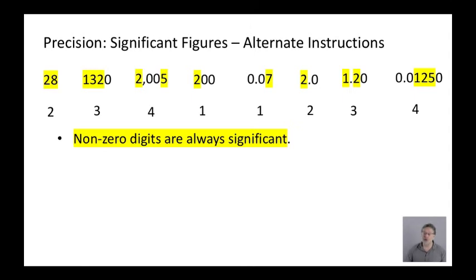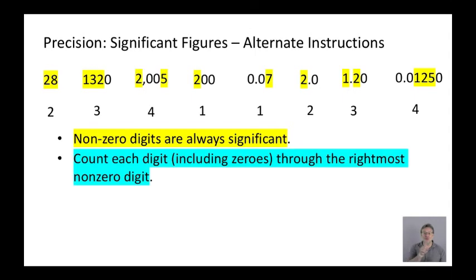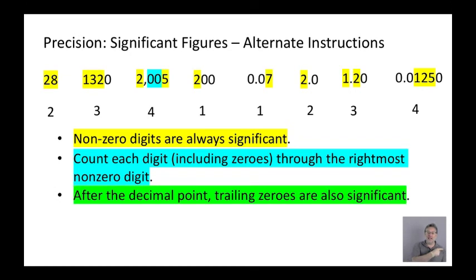That's rule 1. Rule 2 is that any zeros that are in between 2 significant digits, those zeros are also significant. So you can see in here, that lights up those additional 2 zeros in between the 2 and the 5. Lastly, if you're after the decimal point, any trailing zeros after that decimal point are also significant.